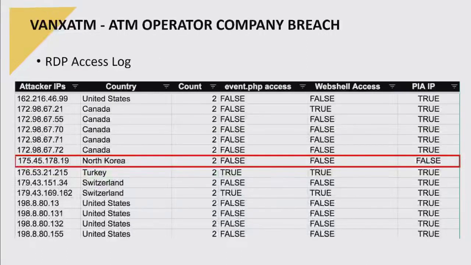This table is showing the RDP access log on the compromised server. There are IP addresses from the US, from Canada, from Turkey, and among all these IP addresses, we found one interesting IP address, which is from North Korea.